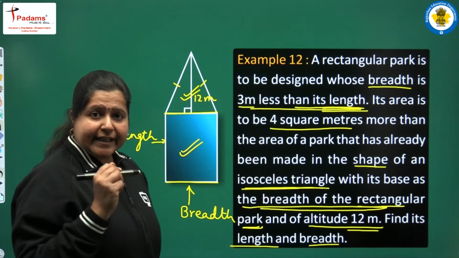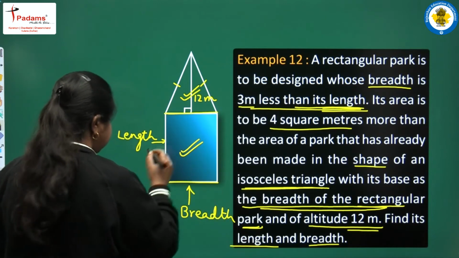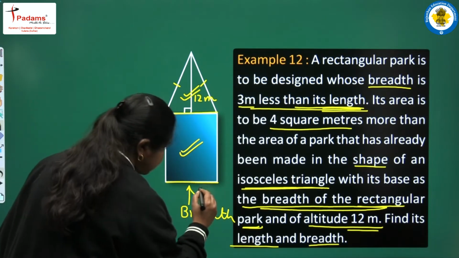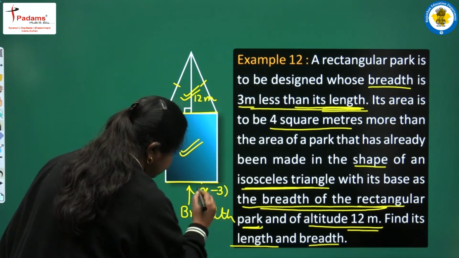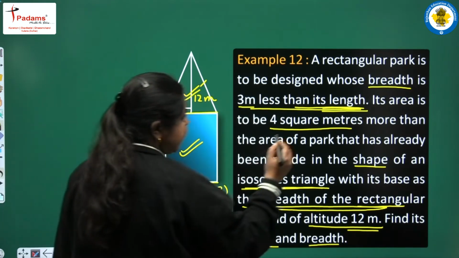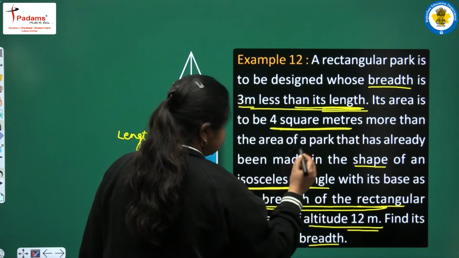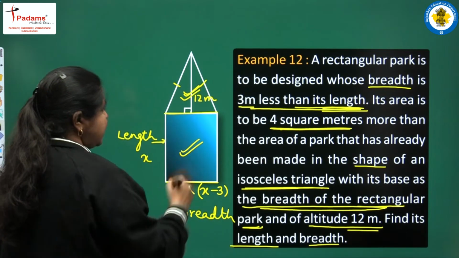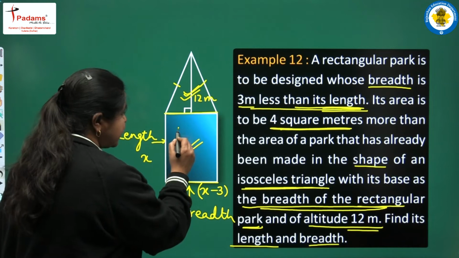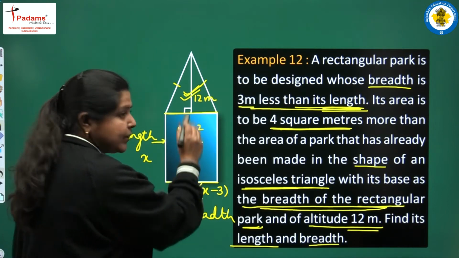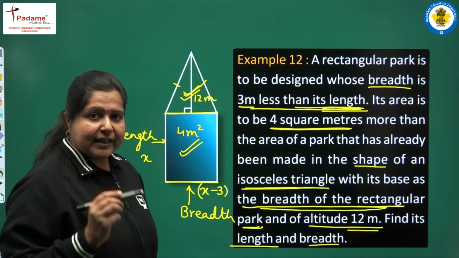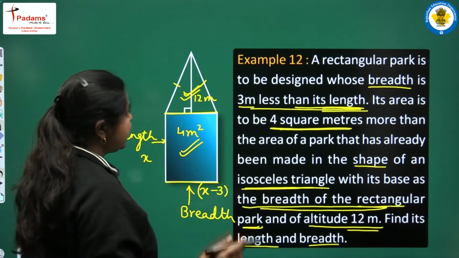So breadth is dependent on length. We assume that the length is x meters, so automatically the breadth will be x minus 3 meters. Also it has been given the area of the rectangular park is 4 square meters more than the area of this triangular region. This means that this rectangular park has area 4 meters square more than this triangular region. Now let us write all this fairly in this way.